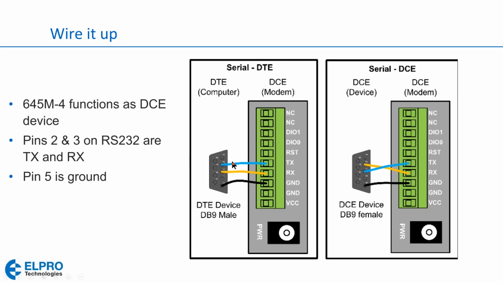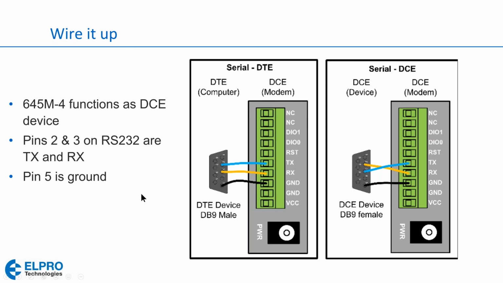If it is a DTE device, then we just wire pin 2 to the transmit, pin 3 to the receive, and pin 5 to ground. And that's all the pins that we would use.